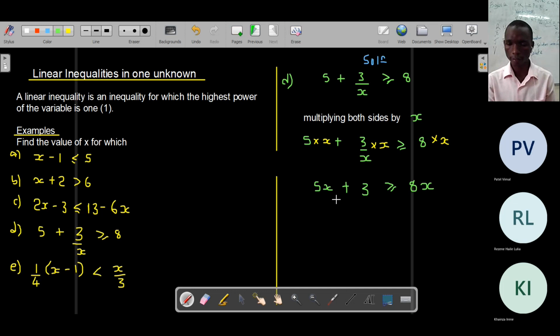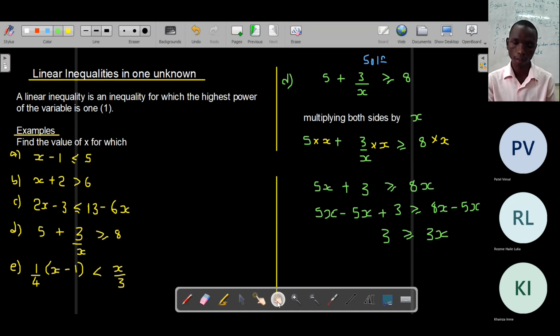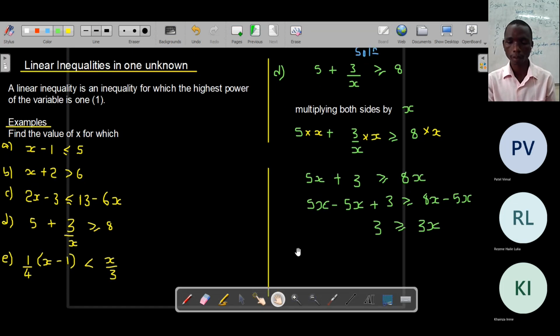So now after that, I need to get the value of x. So I collect the like terms. Okay. So I subtract 5x on both sides. So 5x minus 5x, this is plus 3. It will be simply greater than or equal to 8x minus 5x. So this side I remain with 3 greater than or equal to 8x minus 5x, we get 3x. Okay? Like this. Now when you reach here, we need to get the value of x. So first maintain it there like this.